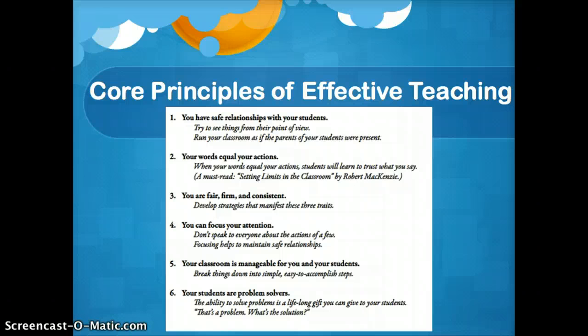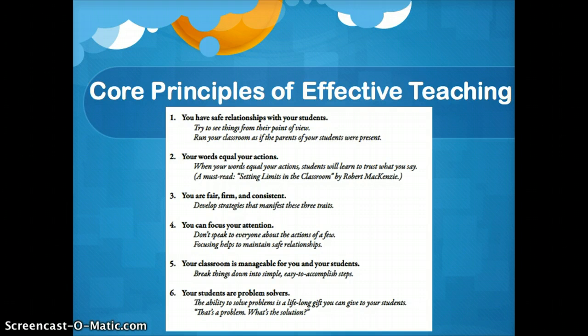2. Your words equal your actions. When your words equal your actions, students will learn to trust what you say. 3. You are fair, firm, and consistent. Develop strategies that manifest these 3 traits.